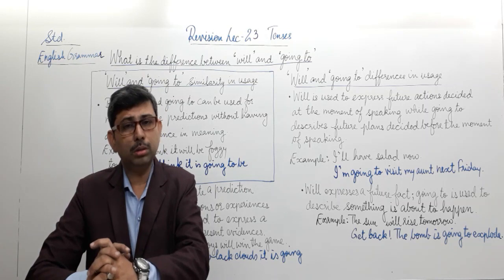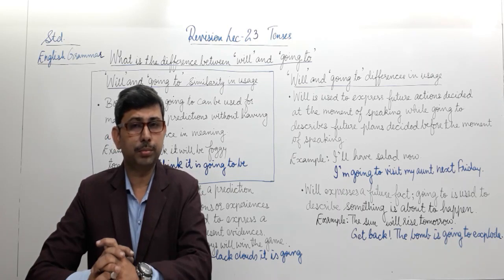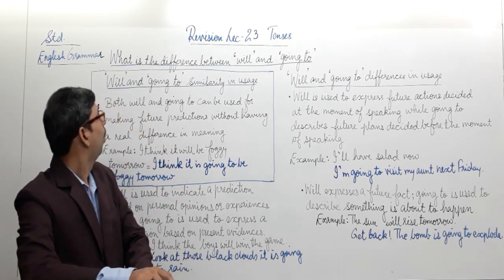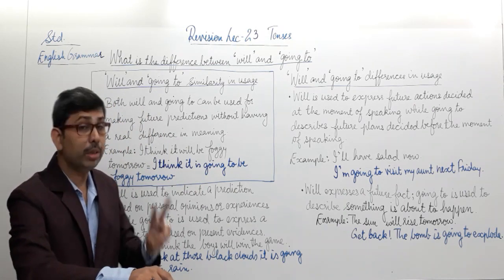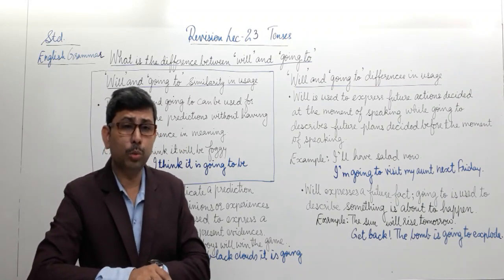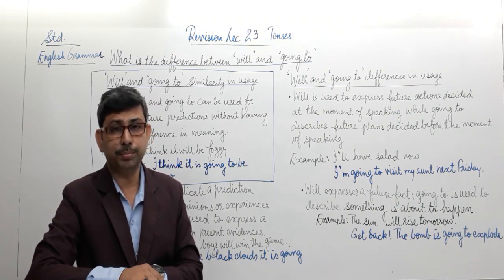So, as you see on the board, as per my habit, I have asked a question to myself. And the question is, what is the difference between will and going to? Well, let's discuss these two verb forms. Will and going to are two expressions to express a future action.